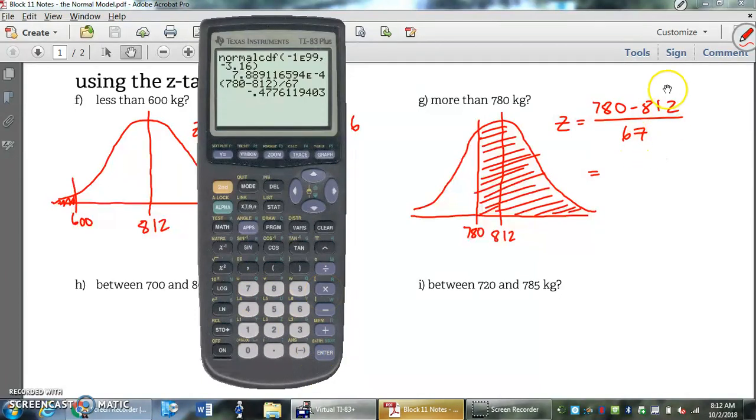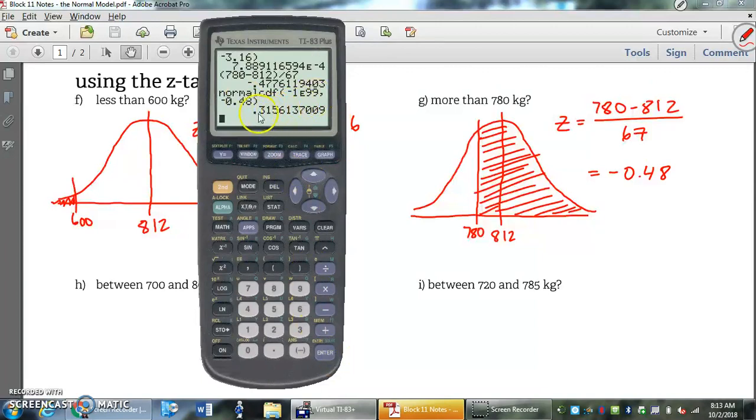So negative 0.48. Okay, so again, I can do the same thing I just did a minute ago. I can do second vars, normal CDF, and set my lower as -1E99, and then set my upper as my z-score. But if I do that, we're telling the calculator go from negative infinity to this z-score, which means we're finding the less than probability.